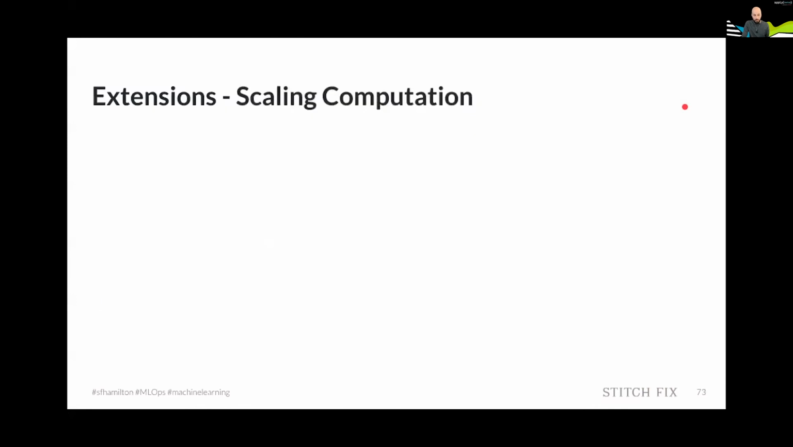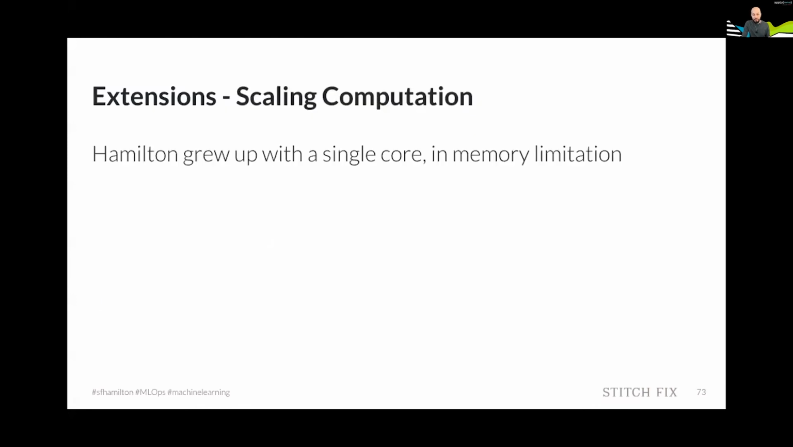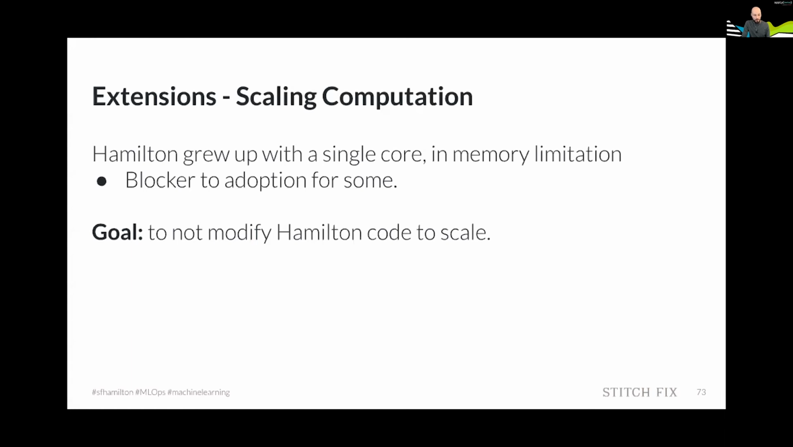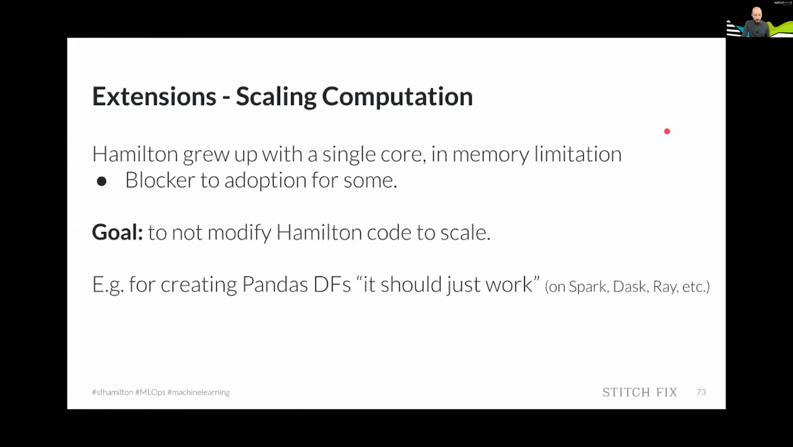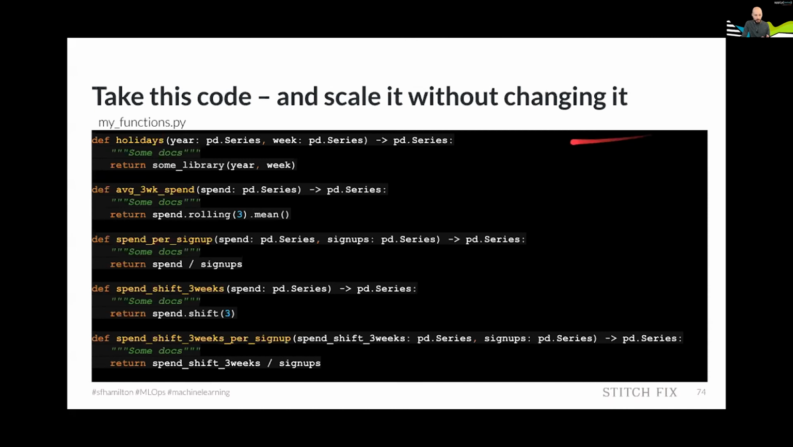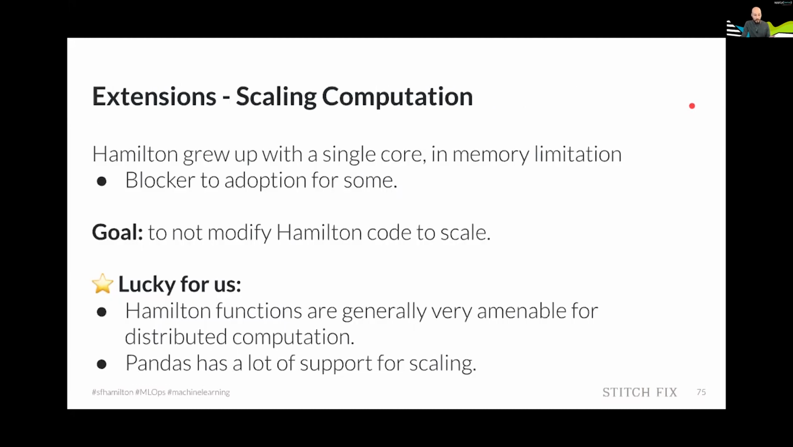The first is scaling computation. Hamilton grew up with a single core and memory limitation, and this was a blocker to adoption for some. But our goal in providing this capability was to not modify Hamilton code at all to scale. So if you're creating, say, a pandas data frame, things should just work. That's the idea. What I mean is, this code that I showed you before, we don't want you to have to change it much at all to scale to bigger data sets and data sizes. Luckily for us, Hamilton functions are generally very amenable to distributed computation, because everything's encapsulated in a function, we can distribute those functions pretty easily. And it just so happens that pandas has a lot of support for scaling these days out of the box with various different systems.